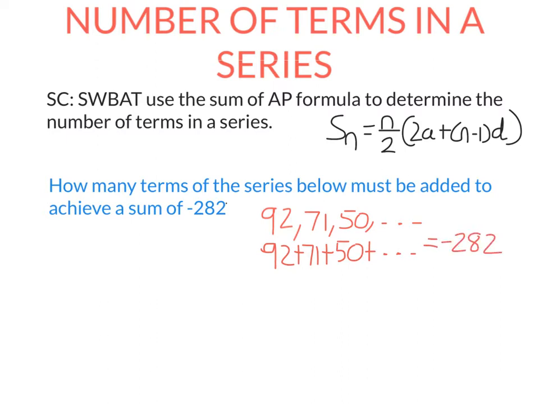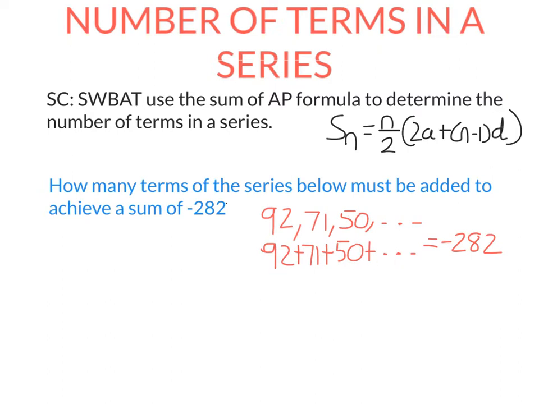So I could go to my calculator and go 92 plus 71 plus 50 plus 29 plus 8 and keep adding until I get this. But that might take a while, particularly if there's like 50 terms in the series. Instead, what I'm going to do is use this formula here.